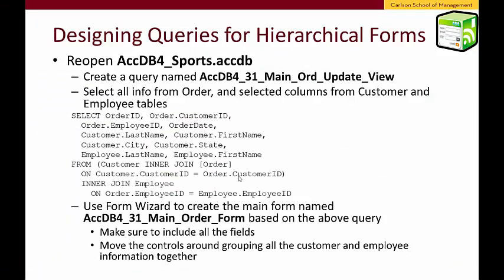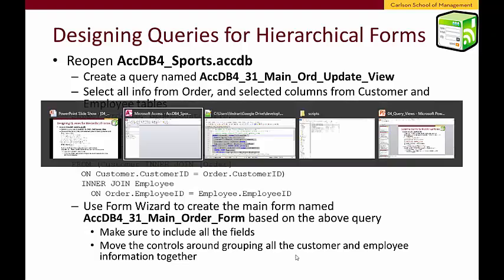All right. So what we'll do next, we'll use the form wizard in order to create the main form named ACCDB431 main order form. It's going to be based, of course, on this query shown at the top of the slide. The two key things are to remember to include all the fields from the query or view, and then it'll take a minute or two to move the controls around to group the customers and employees information together, but I'll try to minimize this effort in order to save the time.